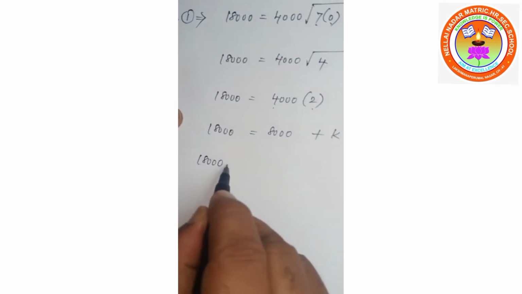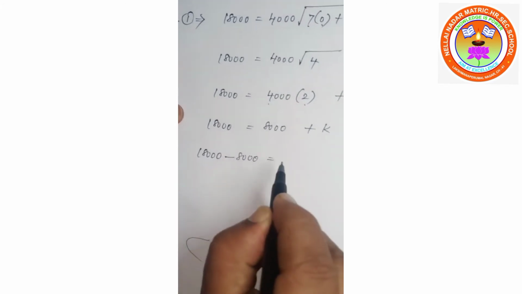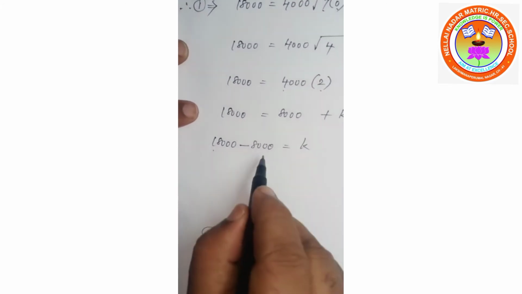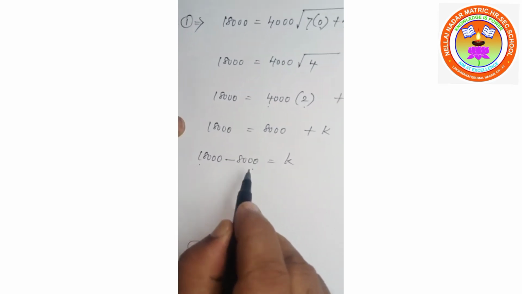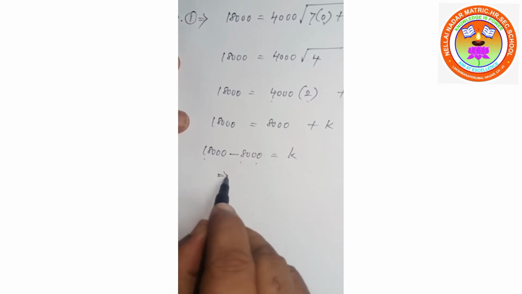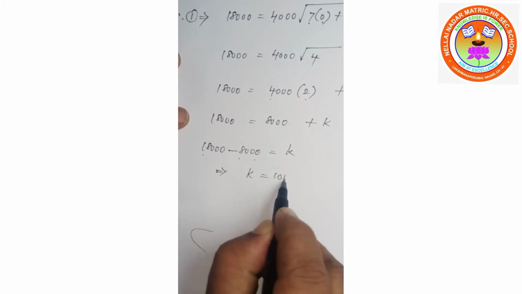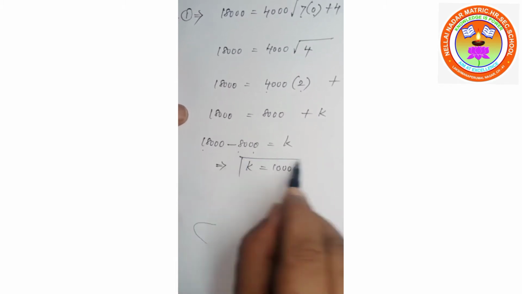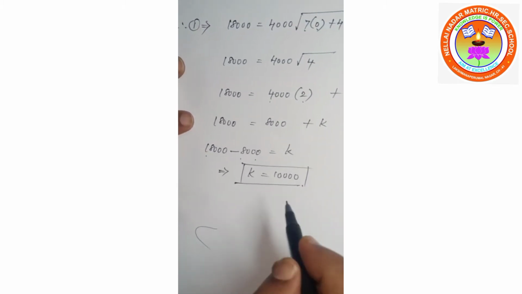18,000, with 8,000 coming to the left hand side as minus 8,000, equals k. 18,000 minus 8,000 equals 10,000. So 10,000 equals k, or you can write k equals 10,000. Now substitute the value of k in equation number 1.